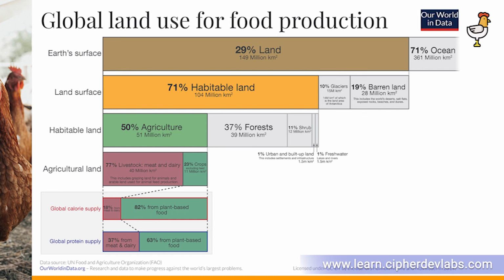Out of that 50% which is used for agriculture, 77% is used for livestock, which is meat and dairy production. That's around 40 million square kilometers, and around 23% is used for crops. If you look at the global calorie supply, around 18% is provided by the livestock, meat and dairy industries, and 82% is provided by plant-based food. And for global protein supply, 37% comes from meat and dairy, while 63% comes from plant-based food.